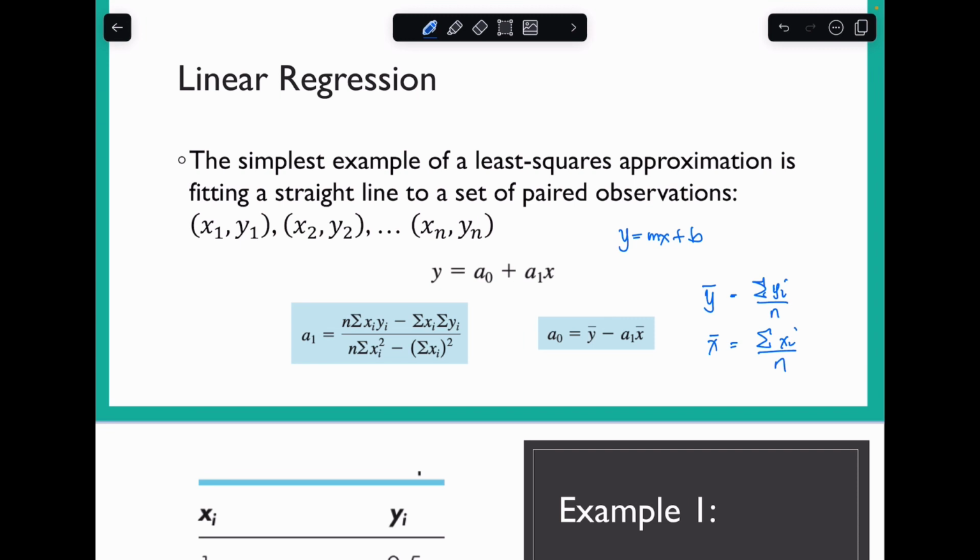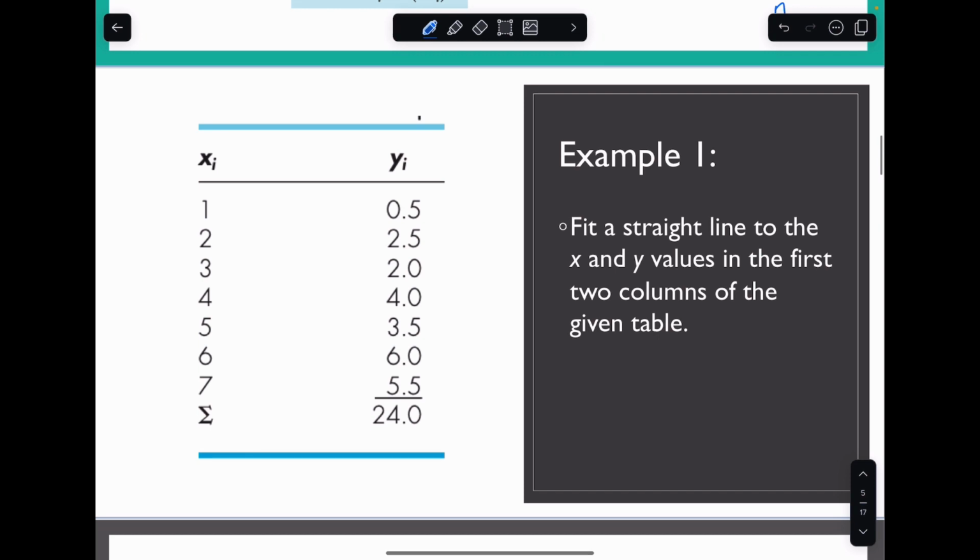So once we were able to know what is a sub i and a sub o, we just substitute it with our formula. So that would be the linear representation of the given data points. So let's have our first example. We are given 7 data points. We started with 1 up to 7 for x, and then for y sub i, it's different. So it's 0.5, 2.5, 2, 4, 3.5, 6, and 5.5.